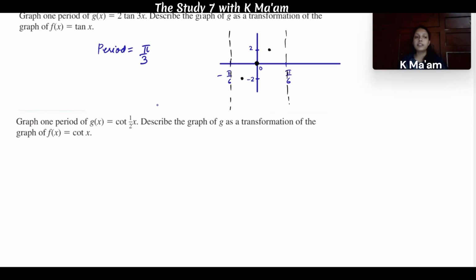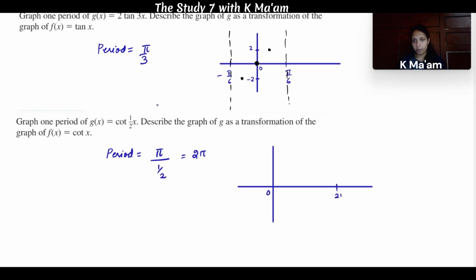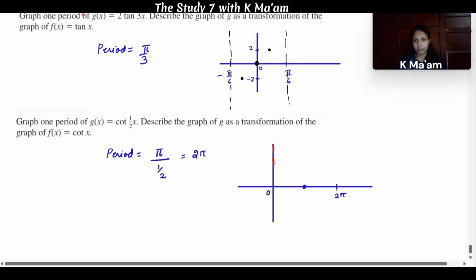In this question it says graph 1 period of cotangent of 1 by 2 x, and describe the transformation. So what's the period? It's pi over absolute b. It is already positive, so you need not take the absolute value, so b is a half, and the period is 2 pi. The graph of cotangent is 0 at pi, and it is undefined at 0 and undefined at 2 pi.